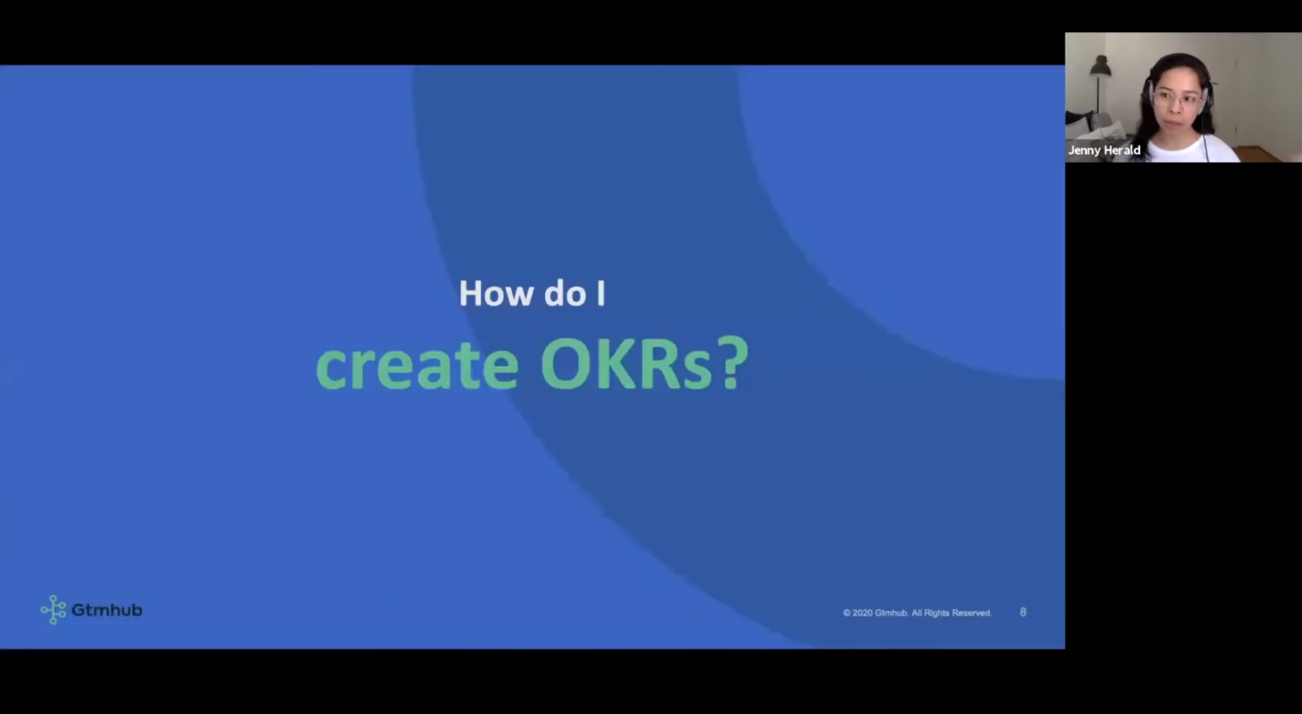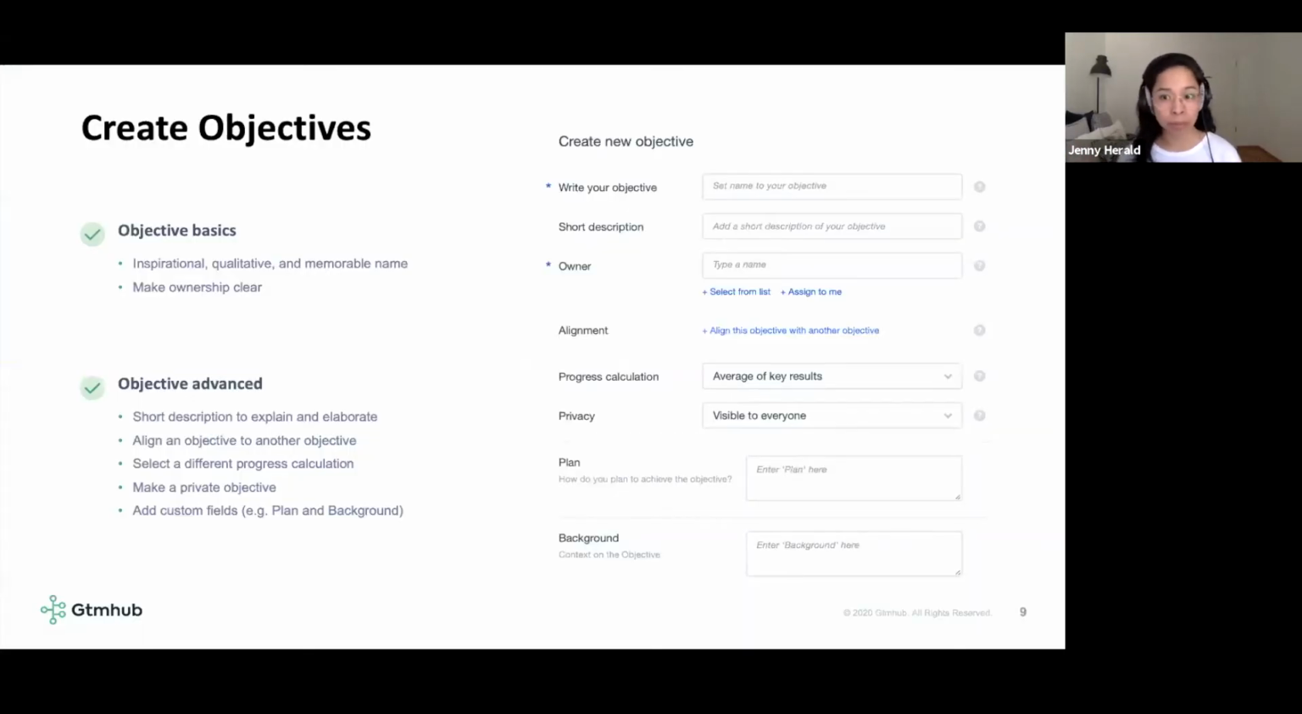The other component of OKRs, besides here's a time frame in which I want to set everyone focused on a particular set of goals, is how do I create them? And we make it pretty easy in Gtmhub to get started. The basics are that you need to actually name your objective. Hopefully it's inspirational, it's of a qualitative nature, you want it to be memorable.